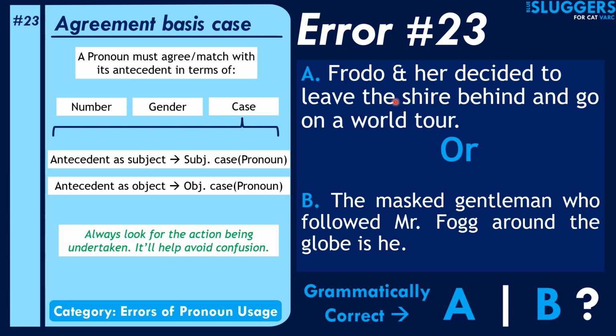Simple. So in this case, Frodo and her, both of them decided to leave the Shire. So what is the action here? The action is deciding to leave the Shire behind and going on a world tour. So these are the actions. So who's committing the actions? Who's on the doer side? Frodo and her, they are on the doer side.